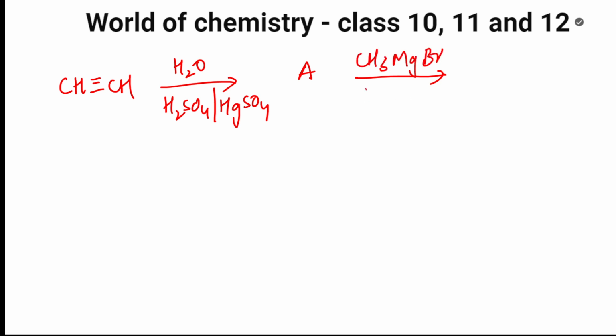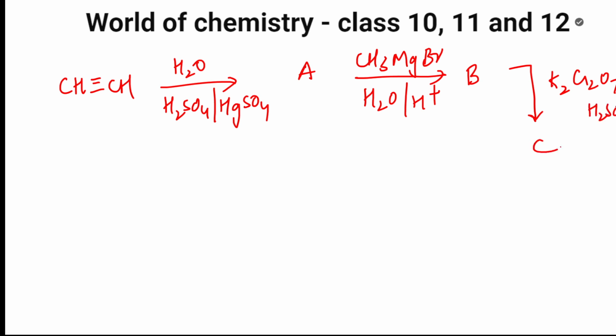Everything is easy if you understand the concept. They give you B here. After B, they're going to give you on the arrow potassium dichromate, K2Cr2O7, and sulfuric acid. They're going to give you C. Such questions are easy if you understand the concept. Let me make you understand the concept first.